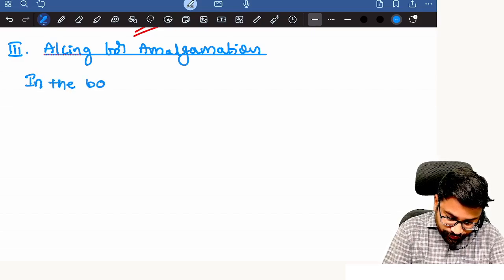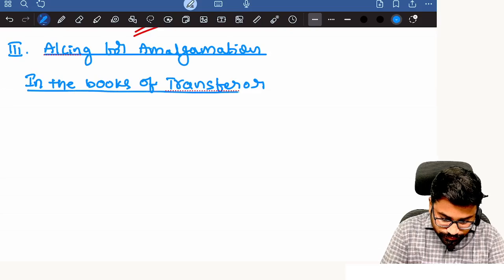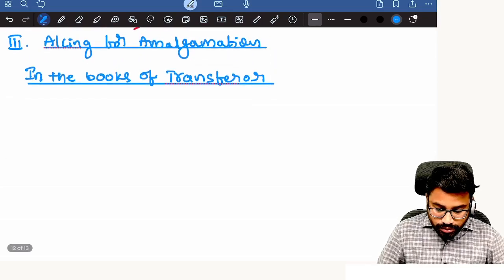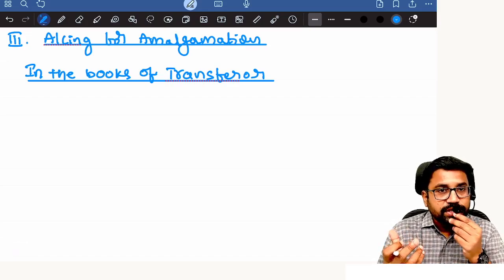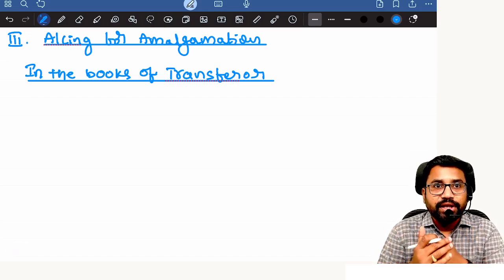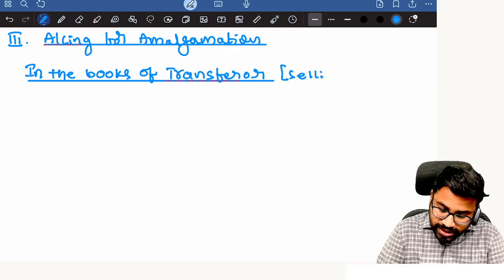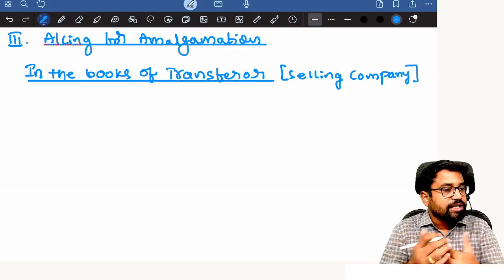In the books of transferor. Transferor can also be known as selling company, which is selling their business. So it can also be called as selling company, because it is selling its business.